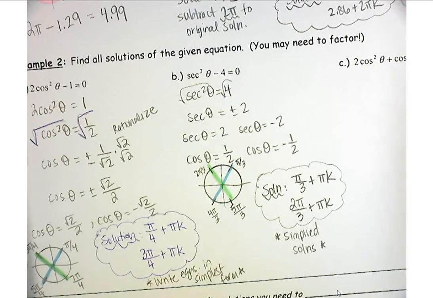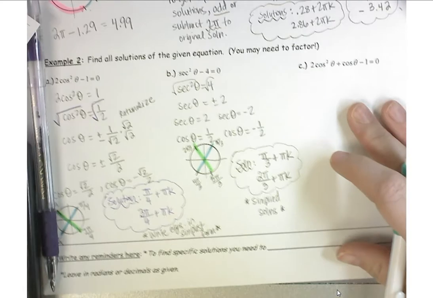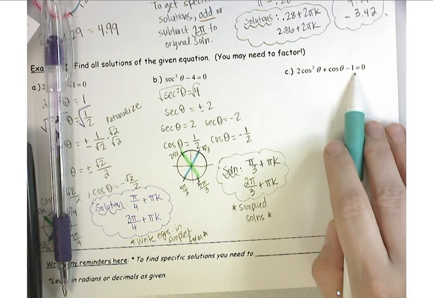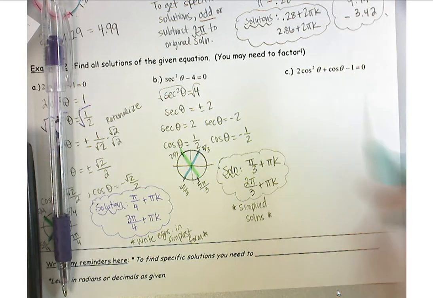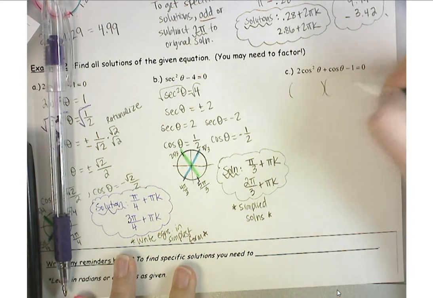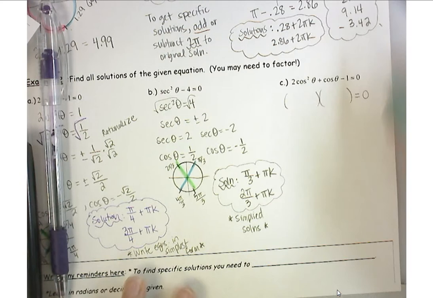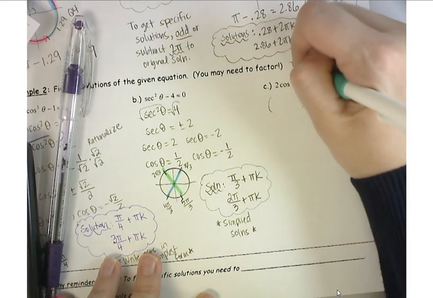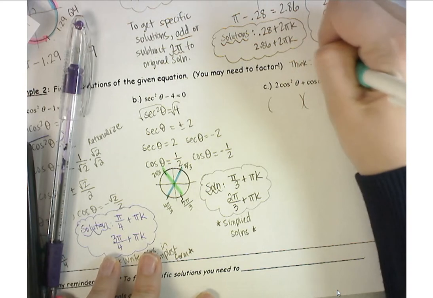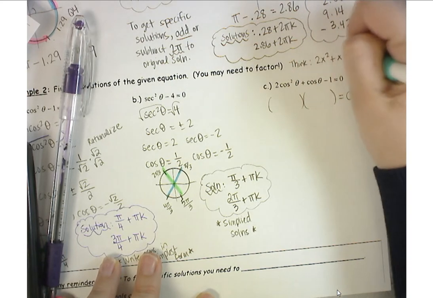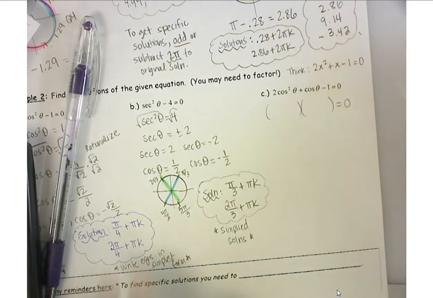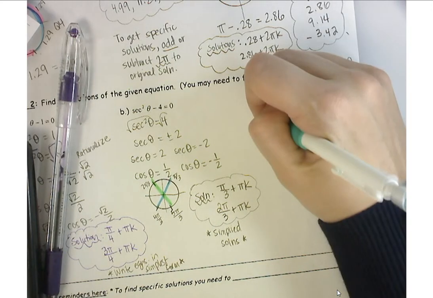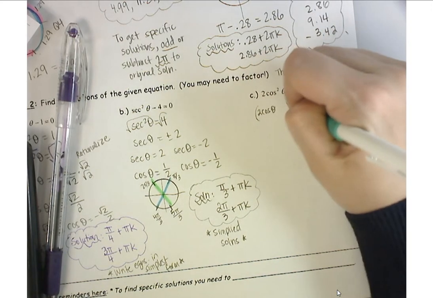Okay, and you're not always going to have simplified solutions. We'll see that in part C. So in part C, see how you have a trinomial? Okay, so what we're going to do is factor this. Remember we did this on our worksheet at the beginning of chapter 7. If you have trouble factoring with the cosines, you can also think of this as 2x squared plus x minus 1 equals 0. And that might be more helpful. So it's like 2x and x, but instead of 2x and x, we have 2 cosine of theta and cosine of theta.